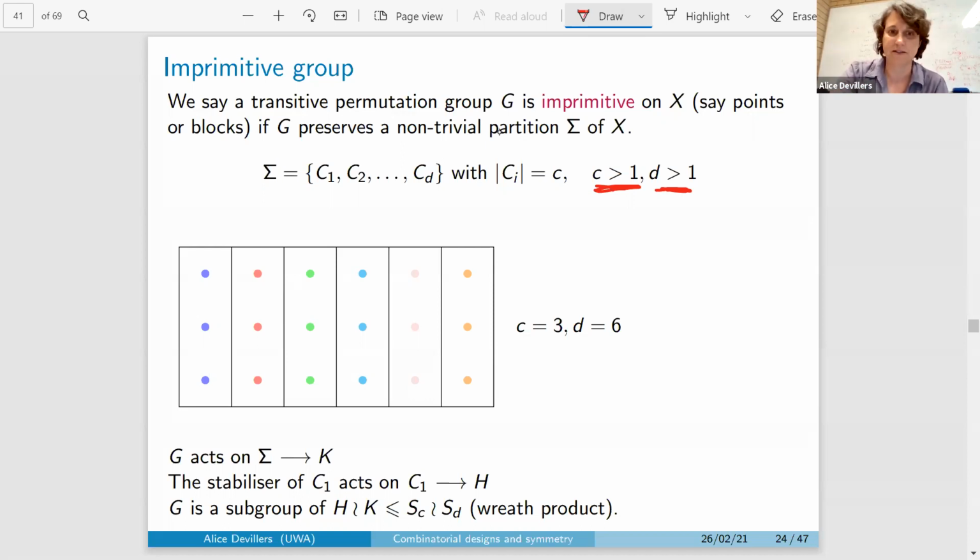So we want a non-trivial partition, sigma. I can think of it as coloring all my objects, points or blocks, in such a way that if I take any permutation in the group, if I have 2 elements of the same color and I apply the map, they stay of the same color. So if I take 2 blue points, they can maybe go to the green points, but they both have to stay the same color. So that's what we mean by the group preserving the partition.